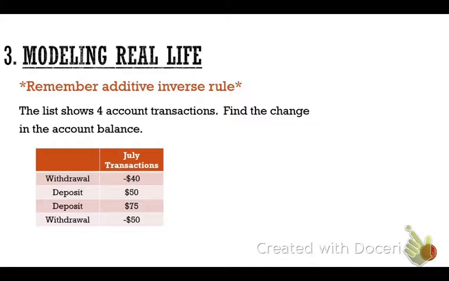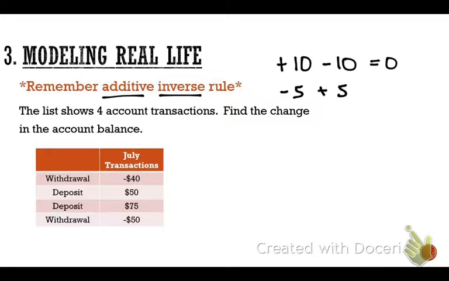For this next one, we are doing modeling real life. Remember the additive inverse rule. Once again, you're using your red pen to fill that in because this is important. Who remembers what the word inverse means? All right, very good. It means the opposite, okay? So if you remember, we talked about this before. If I have plus 10 minus 10, what does that equal? 0. A number in its opposite always equals 0. What about if I had -5 plus 5? What does that equal? 0. How about 30 plus -30? 0, okay? So anytime you have a number in its opposite, it always equals 0.